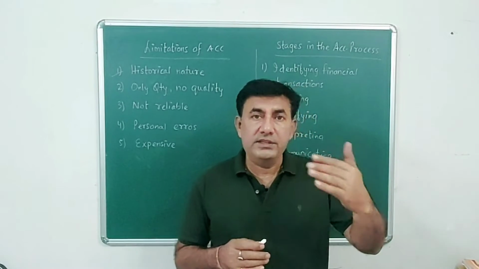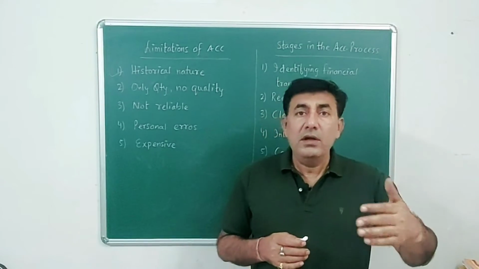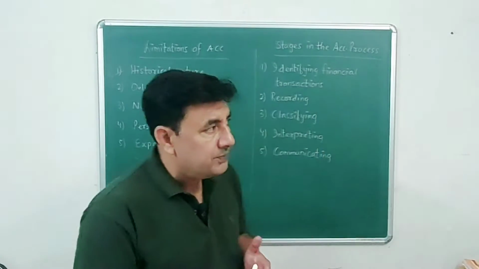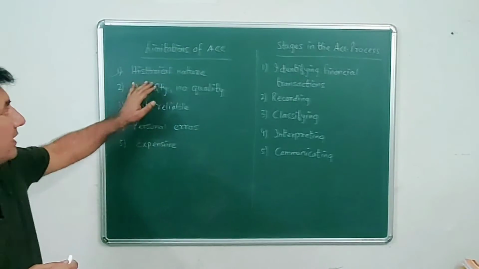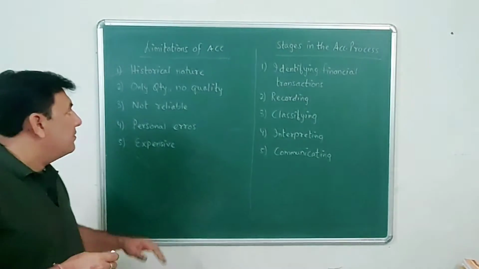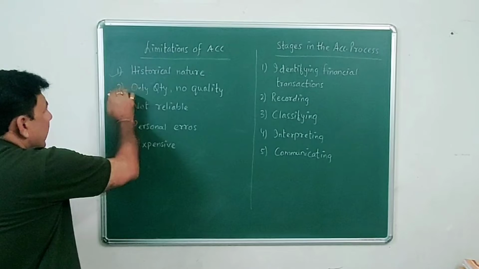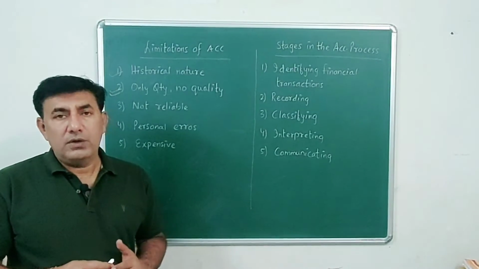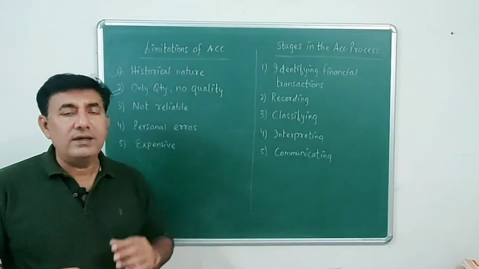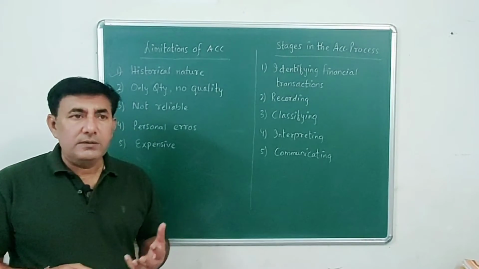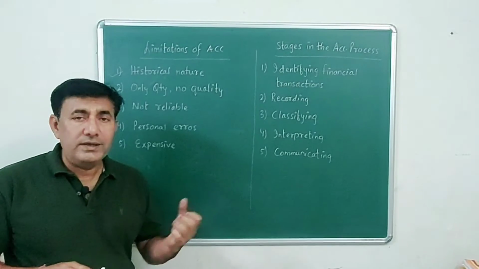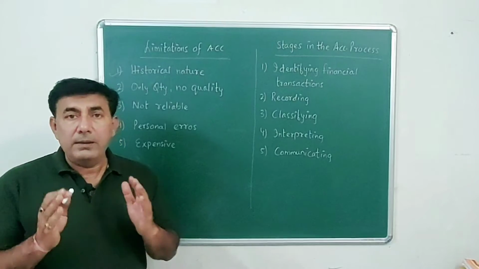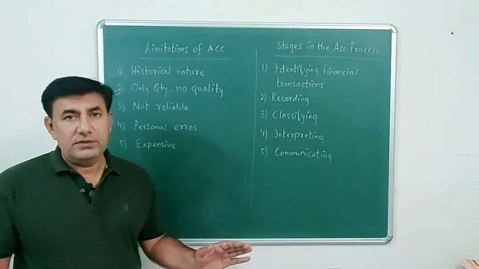And the cost changes after every month. In fact, every day the cost of the materials changes. So that is one very big mistake in accounting that we do. The second one is it records only the quantity. That means only the quantitative aspect of the accounts is recorded, and there is no room for quality. Quality means honesty of the employees, loyalty of the employees, the attractiveness of the product. So all these things are absent in accounting. There is no room for this.